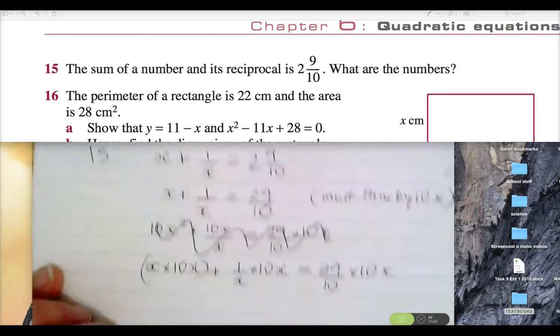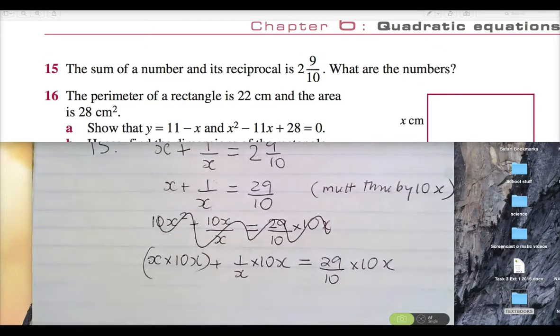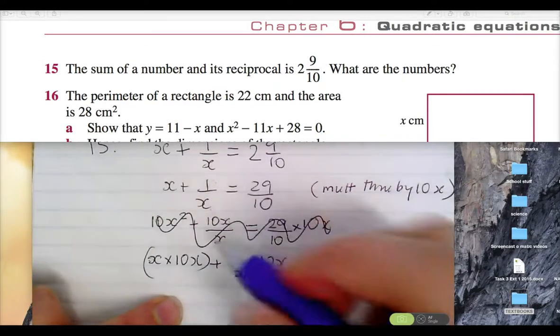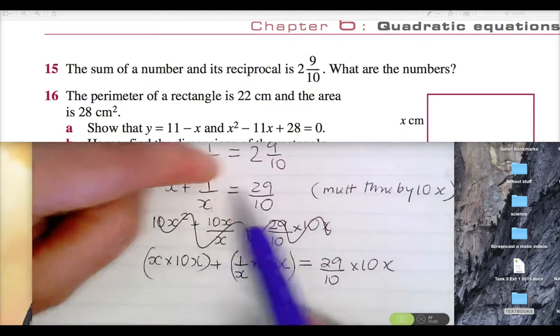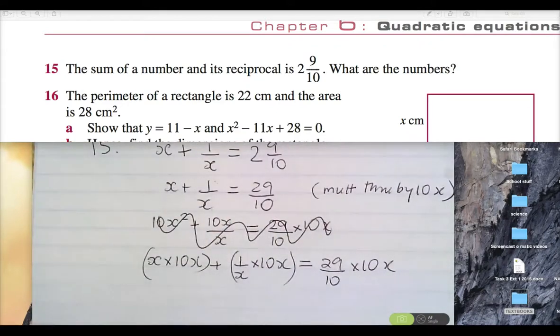Girls, if you don't get how to do it straight away, I suggest you go back and show every step like this. So I'm timesing that by 10X, that by 10X, and that by 10X. The reason is we're timesing both the left-hand side and the right-hand side by 10x.